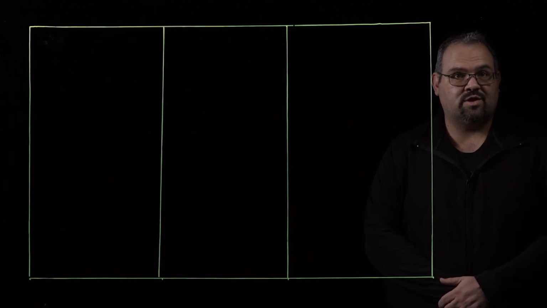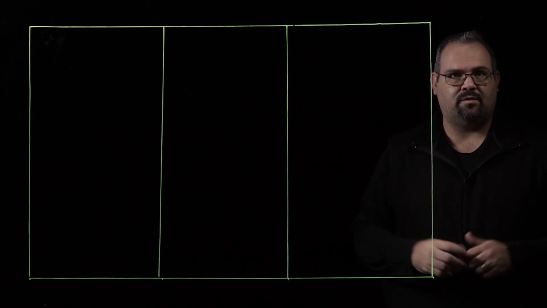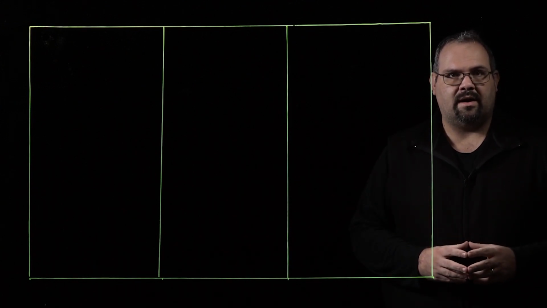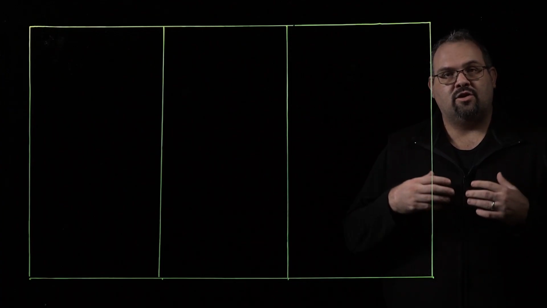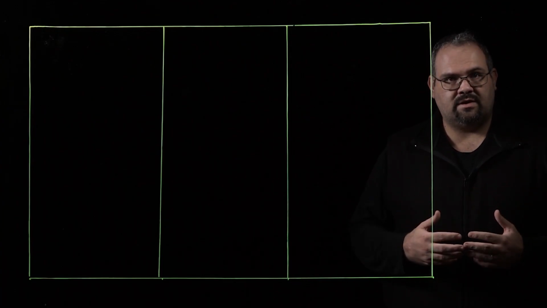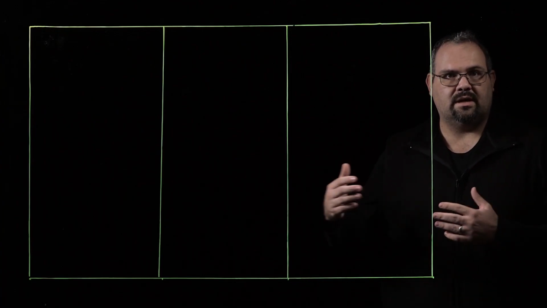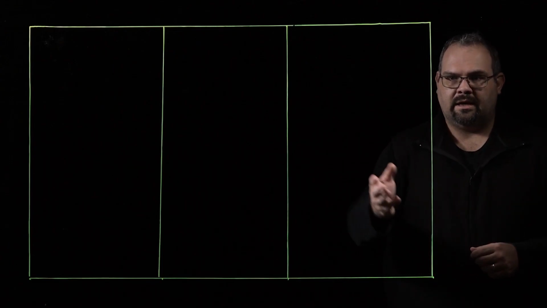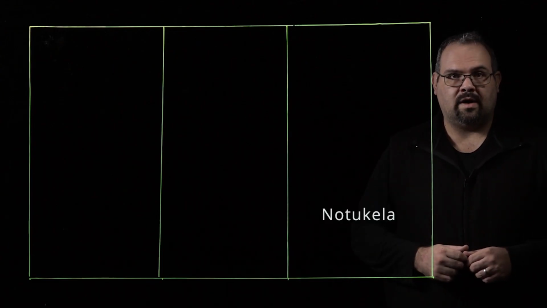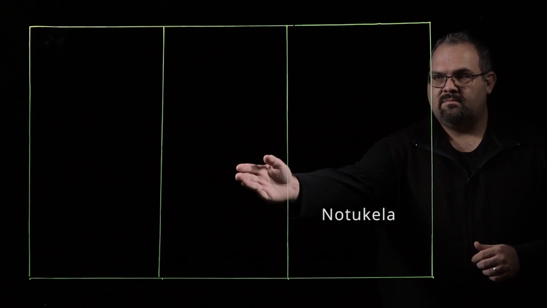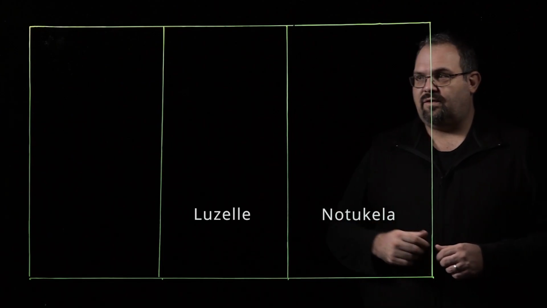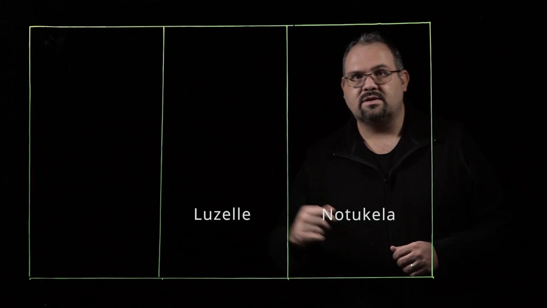We are moving swiftly through the validity requirements. Let's turn to the 4th validity requirement. The 4th validity requirement is that you may not have a servitude of a servitude. Let's look at an example. Here we have Notukela. The middle property belongs to Luzel, and the farthest property belongs to Edna.